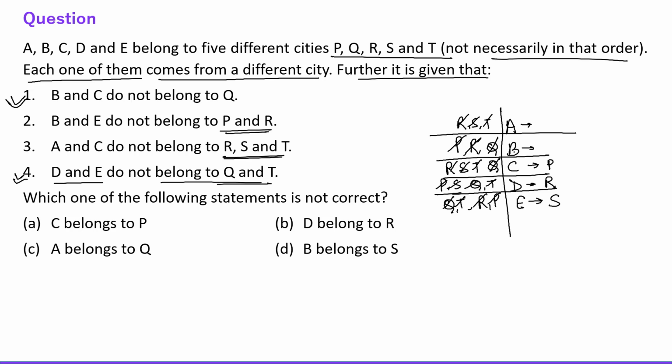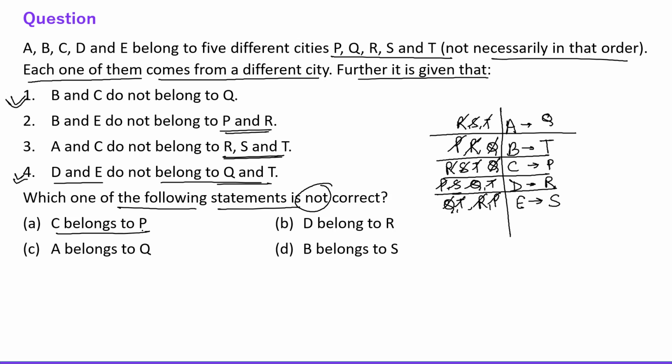So B does not belong to Q. It means A belongs to Q and B belongs to T. Fine. So this is the solution of your puzzle, right? Now the question is, which one of the following statements is not correct? Mind the word not, right?